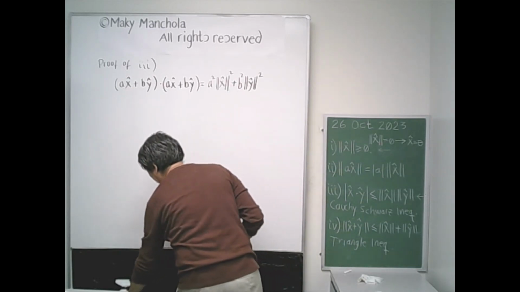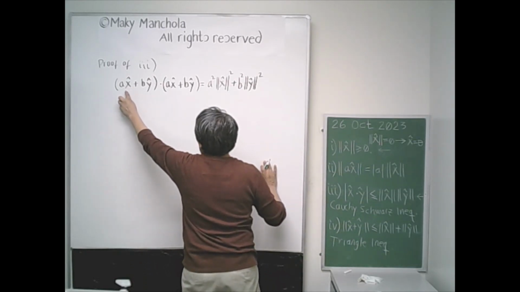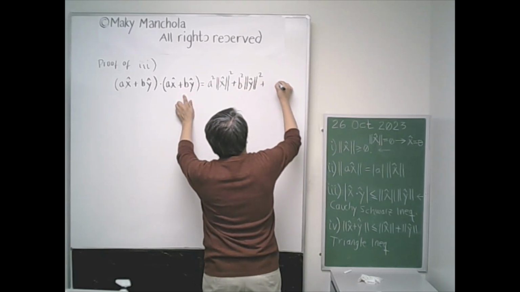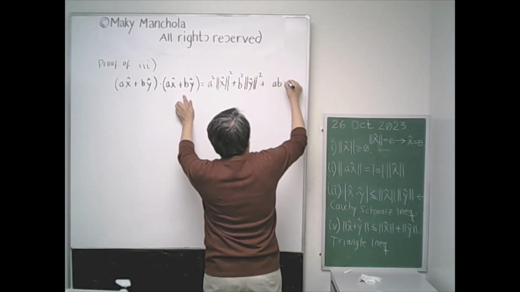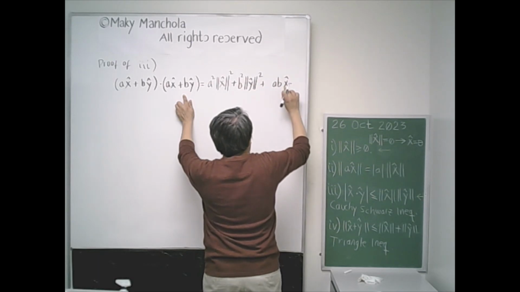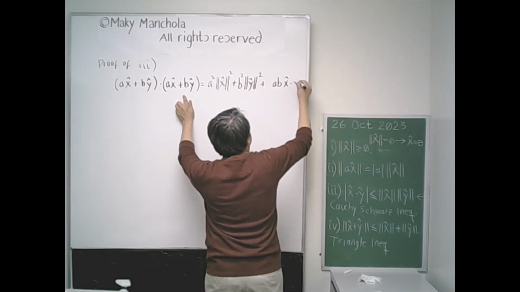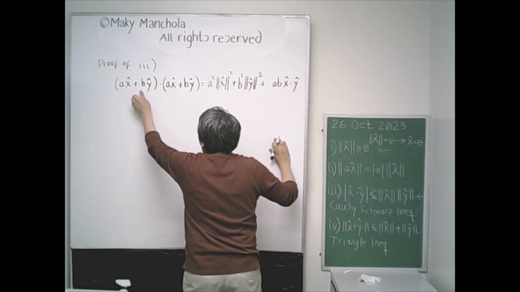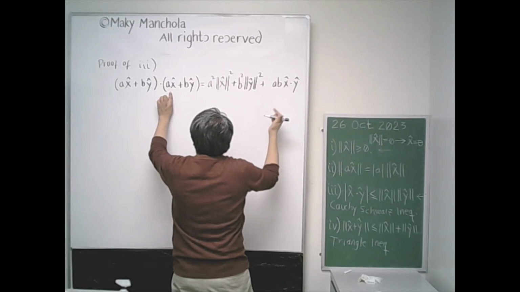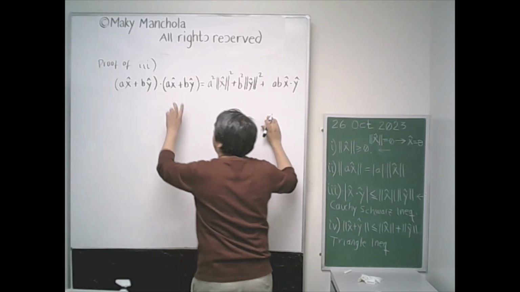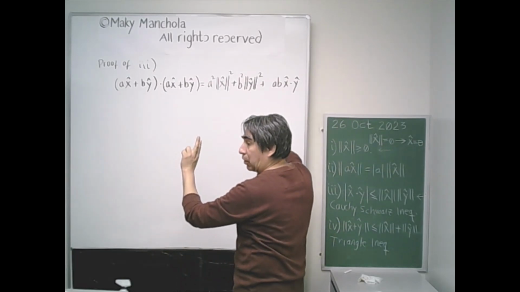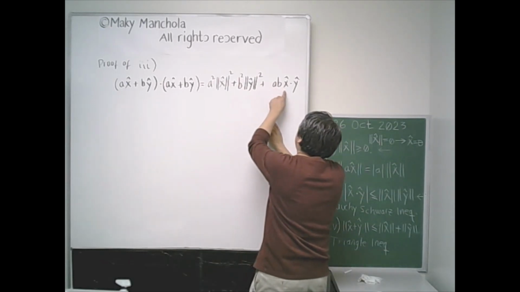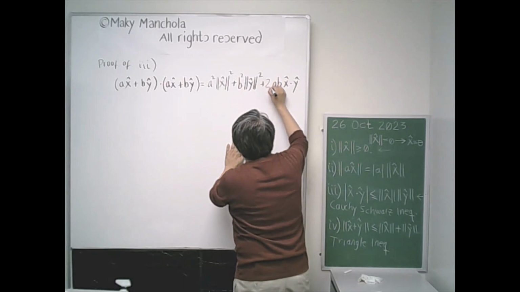Okay. And then what else? Here you're going to get AB x hat dot y hat, and then a x hat dot y hat. And then over here you're going to get BA, which is the same as AB, and then y hat dot x hat, but remember that dot product is commutative, so that's the same as x hat dot y hat, so you just get another one of this. So let's just insert a 2 there.